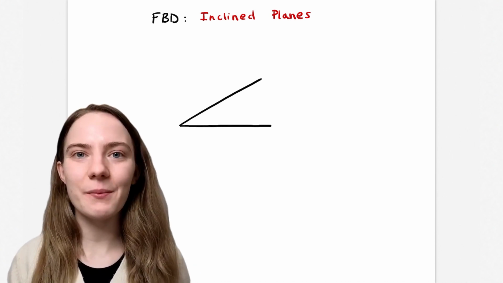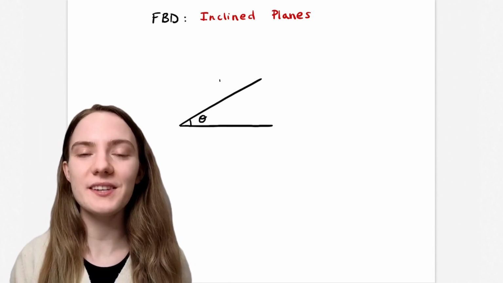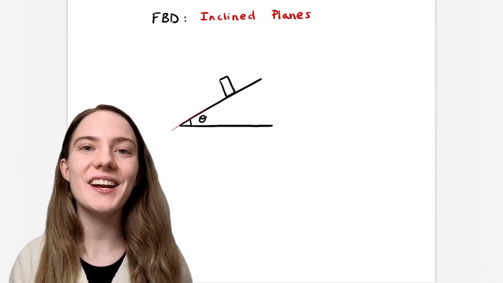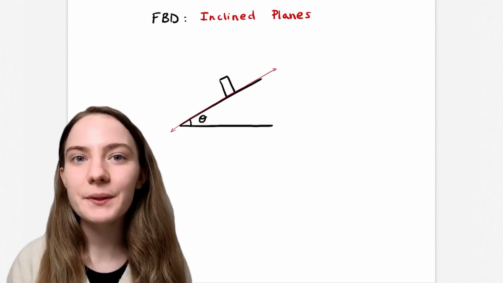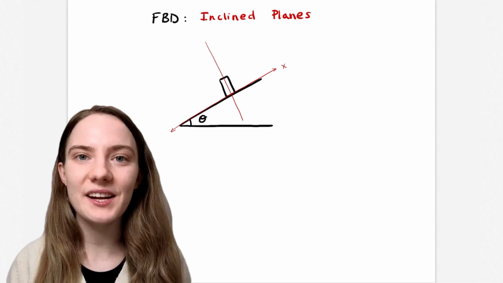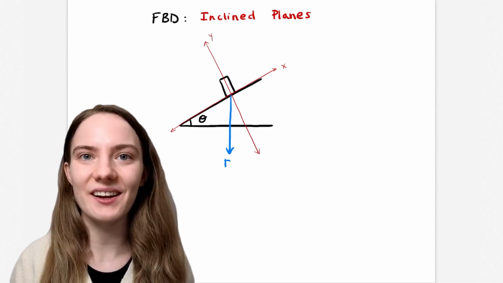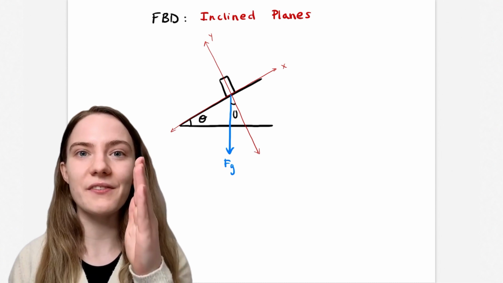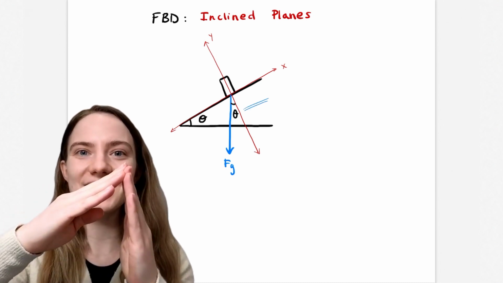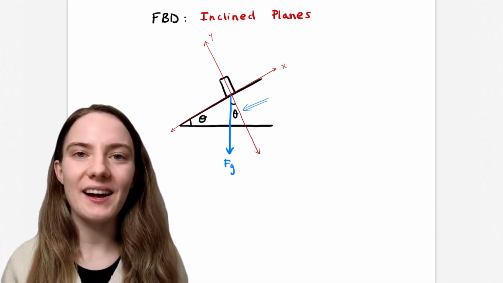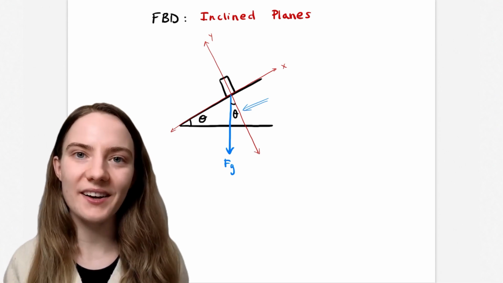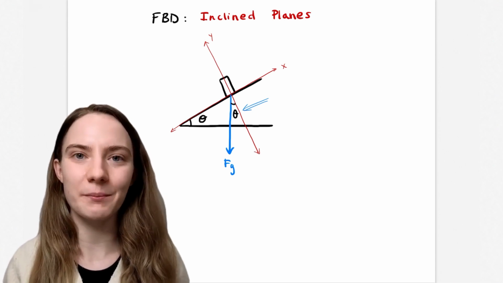Alrighty, I want to talk about how we draw free body diagrams for objects on an inclined plane. Specifically, I want to understand and explain why we put the angle of the incline in between the force of gravity vector and the y-axis.